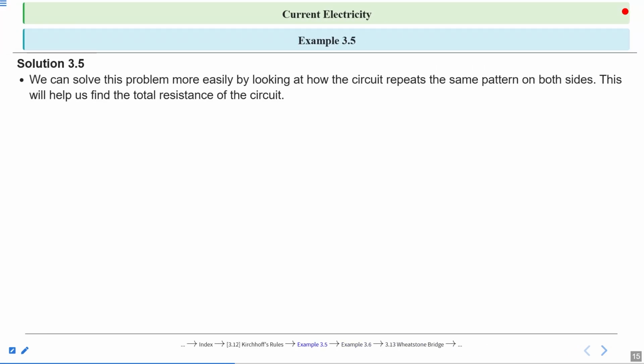We can solve this problem more easily by looking at how the circuit repeats the same pattern on both sides. Okay, we can use the symmetry. If we divide this cube into half, the left half and the right half will show symmetry. So the circuit repeats the same pattern on both sides, and this will help us find the total resistance of the circuit.